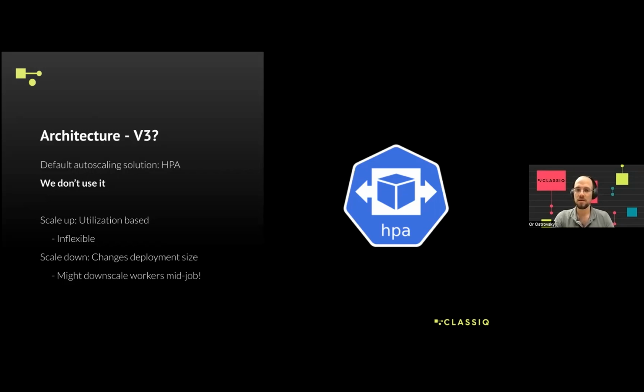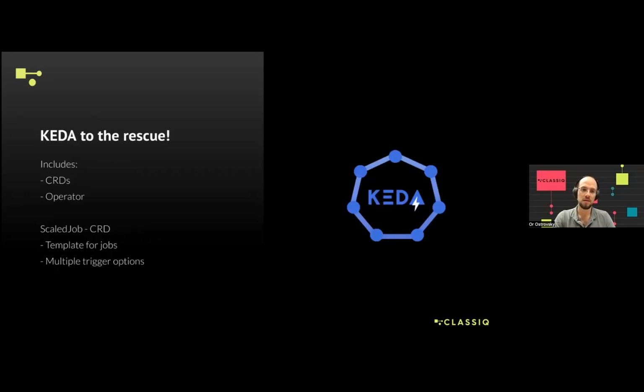So we have to find another solution. And in this case, our solution is KEDA. It's a product, you can call it a thing that you install on your cluster using Helm, and it includes several things. It includes several CRDs, and it includes an operator that uses these CRDs to scale up or down entities on the cluster.